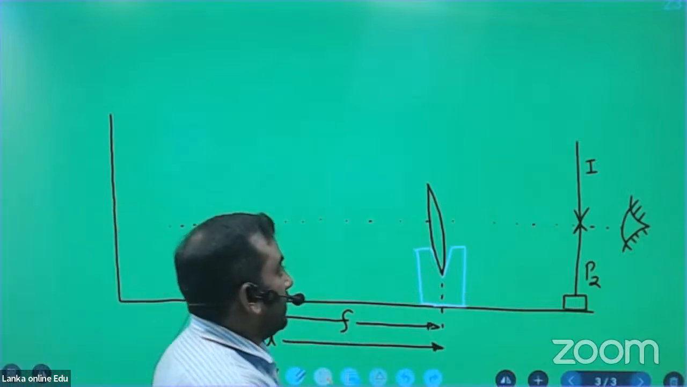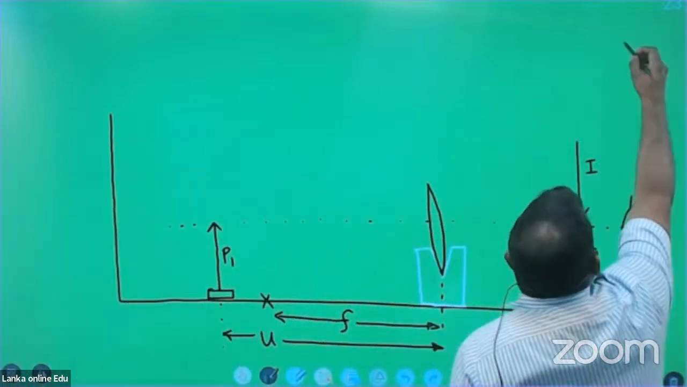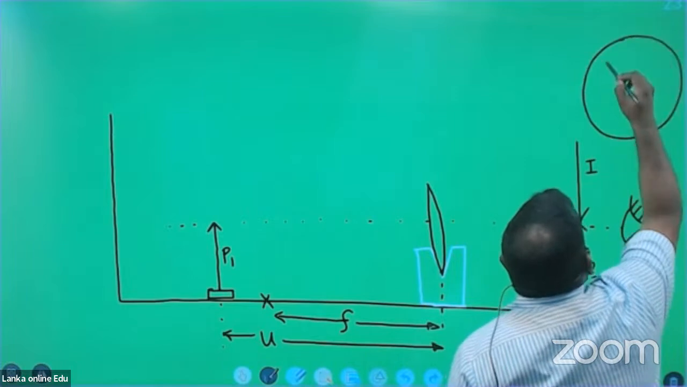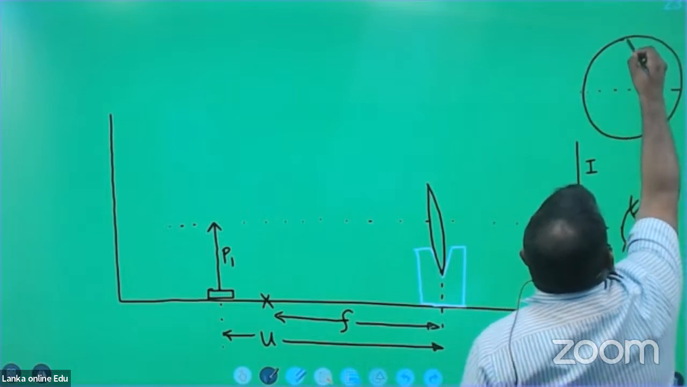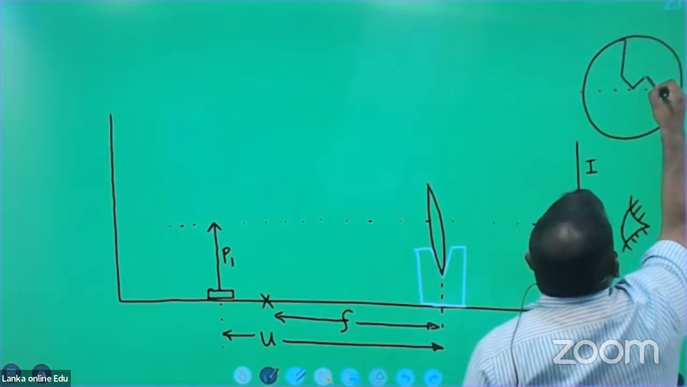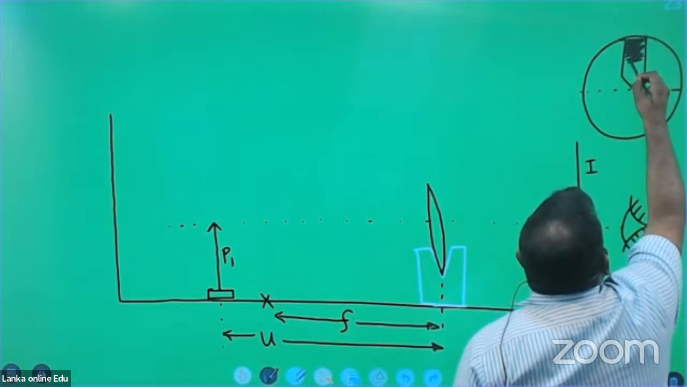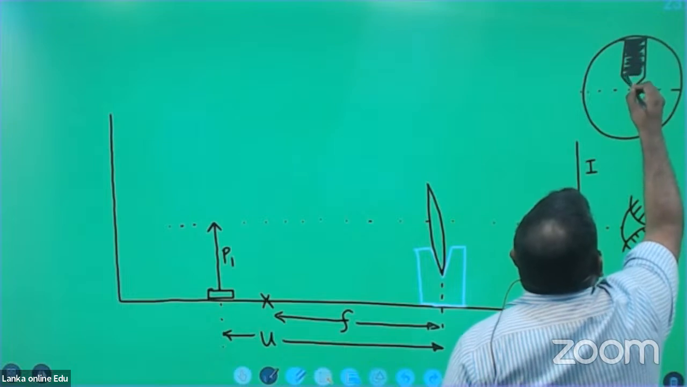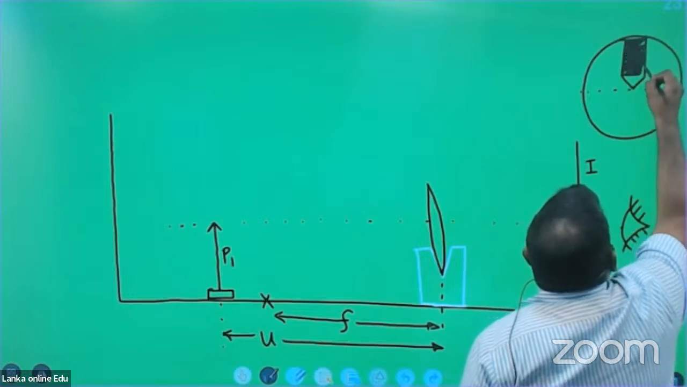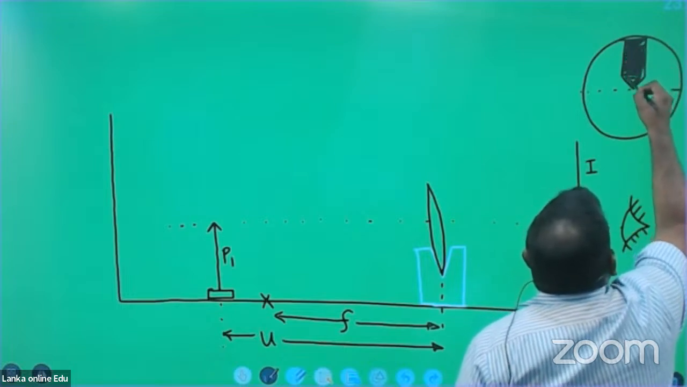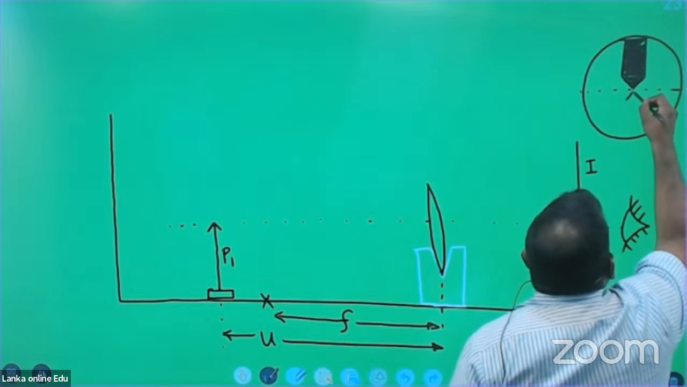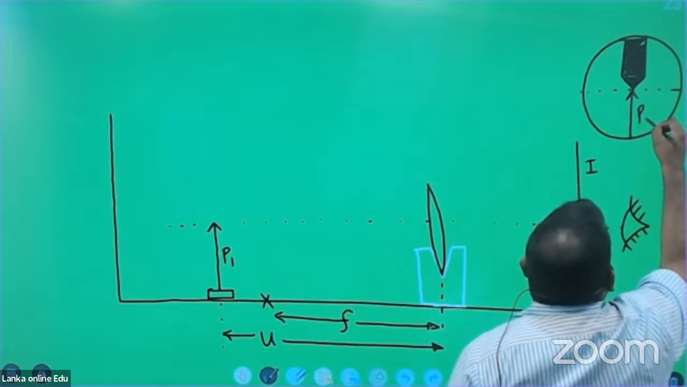Now the image and the pin are coinciding. If the image and the pin are coinciding, this is what you will get. Image is a magnified image. Pin P2 is here.